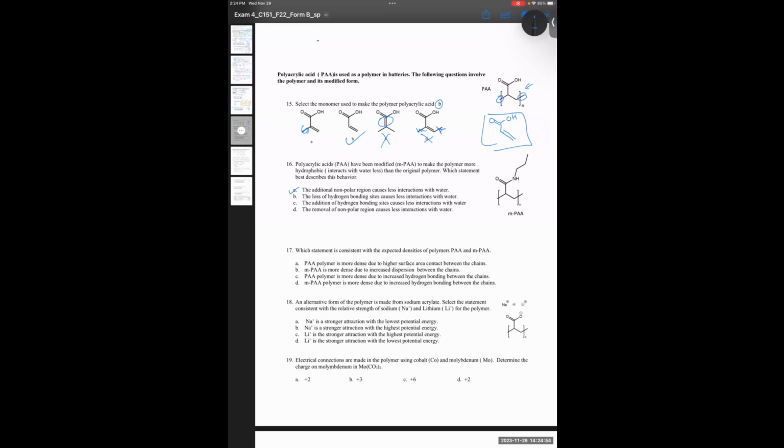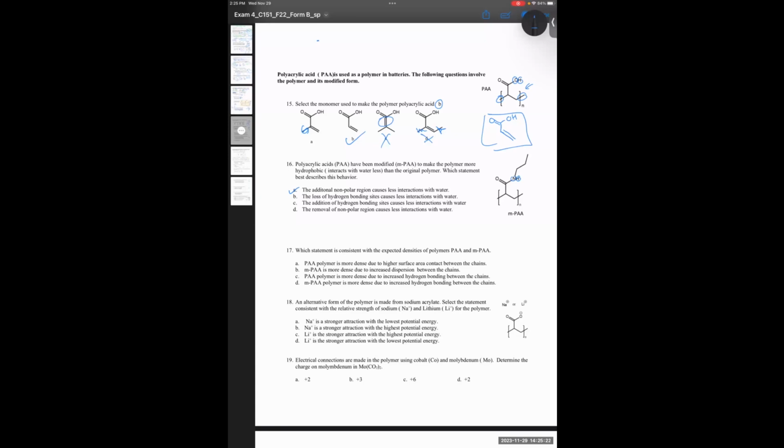Actually, you do have the same number of hydrogen bonding sites, because you have this hydrogen and nitrogen as hydrogen bonding sites, where in the original polymer we had oxygen and hydrogen. So that is not so correct. But those interactions might have been interfered with because of this hydrophobic, non-polar part sticking out, but that's a different story.